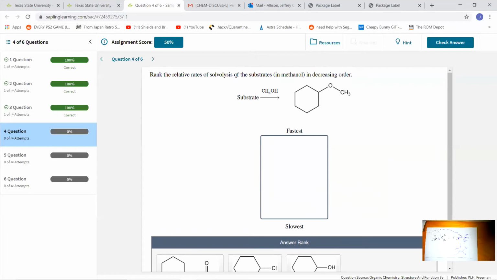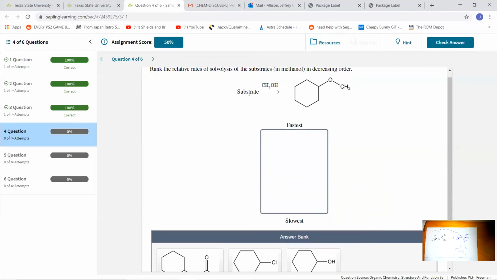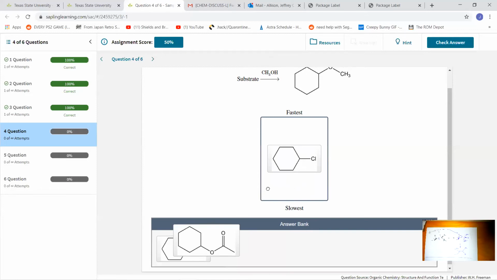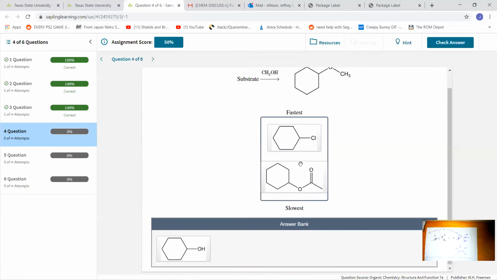It's asking you to rank the relative rates of solvolysis of the substrates in methanol in decreasing order, fastest to slowest. Solvolysis is an SN1 reaction. Everything depends on the rate of formation of carbocation. And so if you have these three compounds, these are the three leaving groups that would have to leave. The best one with the best leaving group is going to be the one with the chlorine. Chlorine can produce chloride, it's the best leaving group. Second best would be something like acetate, oxygen. This is not as good a leaving group as a chloride is.